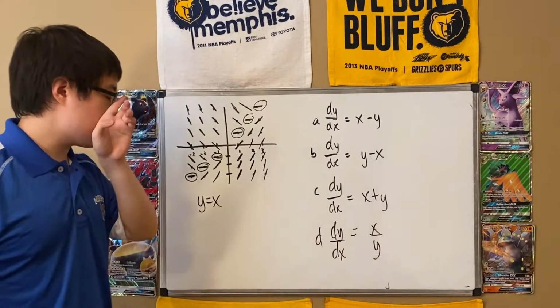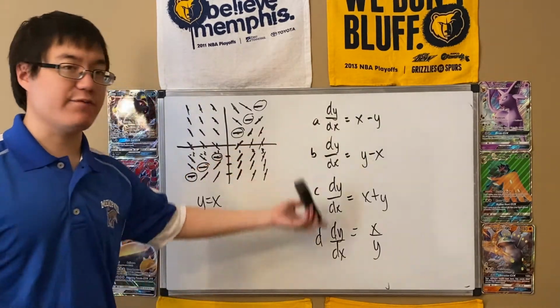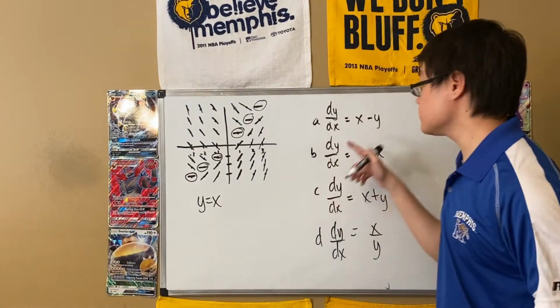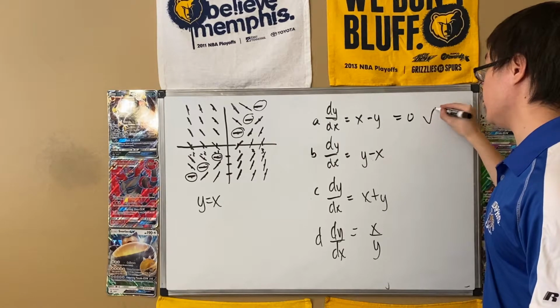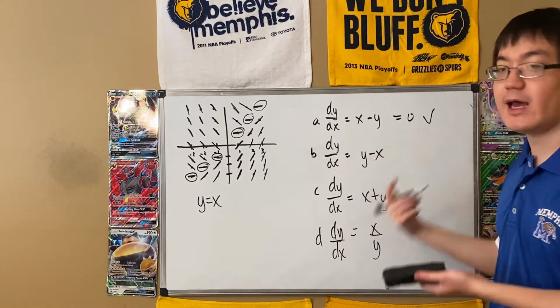So what we're going to do is plug in y for x, and we're going to see what we get in these differential equations. What we want is to get 0. So if we substitute in y for x, we're going to get x minus x. That's going to be 0. So that is potentially still an answer choice. Then we're going to do the same thing here. If we plug in y for x, you're going to get x minus x.